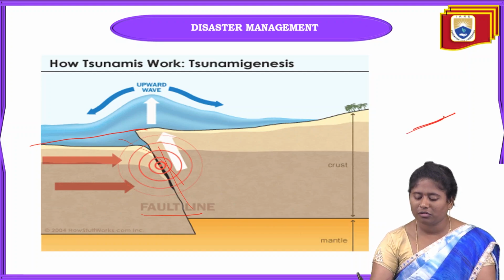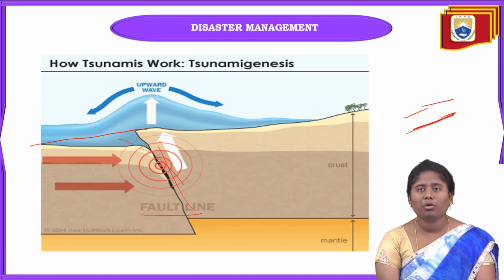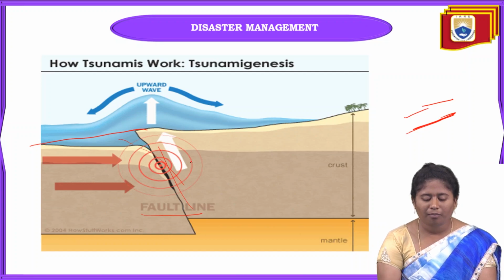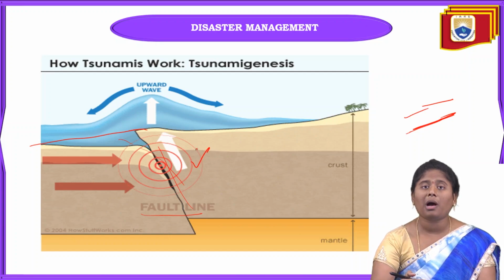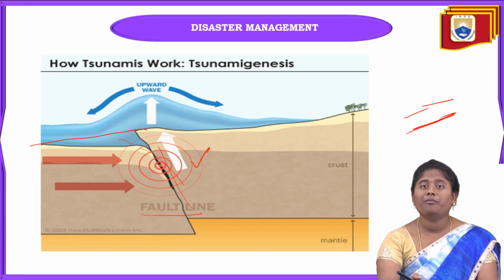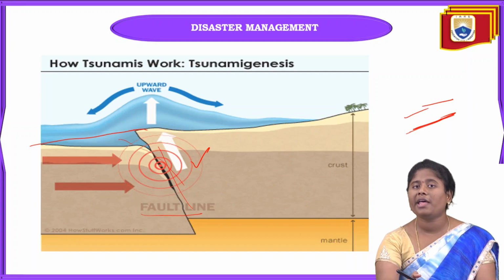Like this is your normal ground level. When earthquakes occur, this normal ground level will look like this. Okay, that's what this picture is. And from this, this land goes upward. This upward direction is going to cause the upward waves.